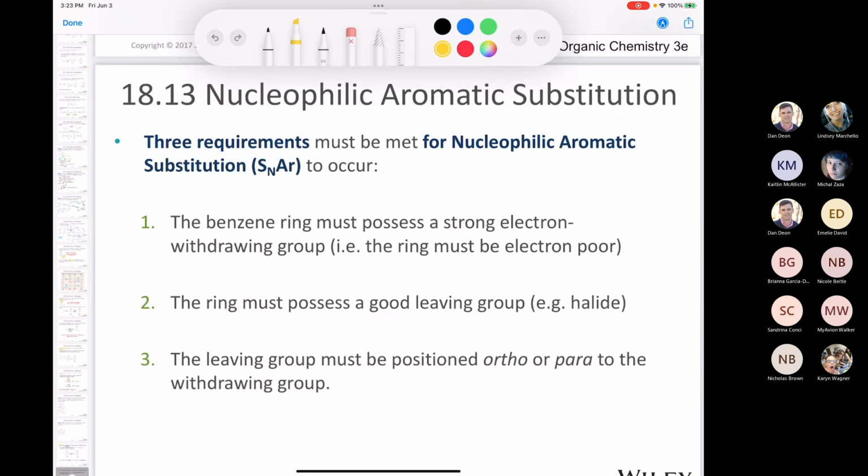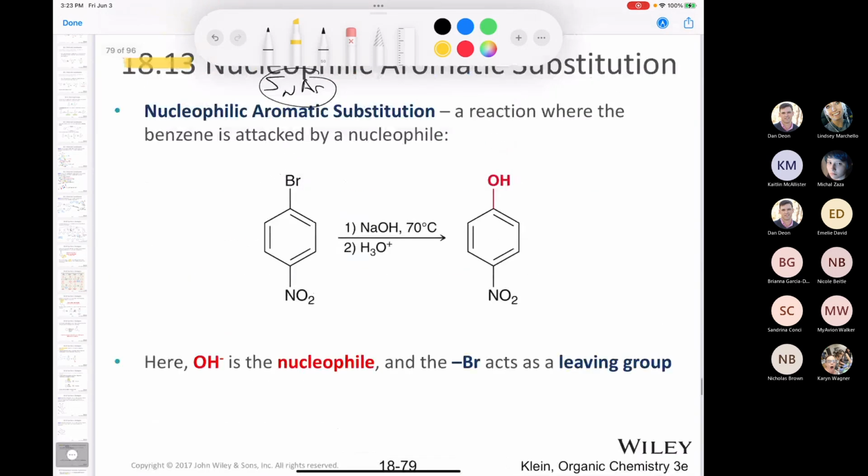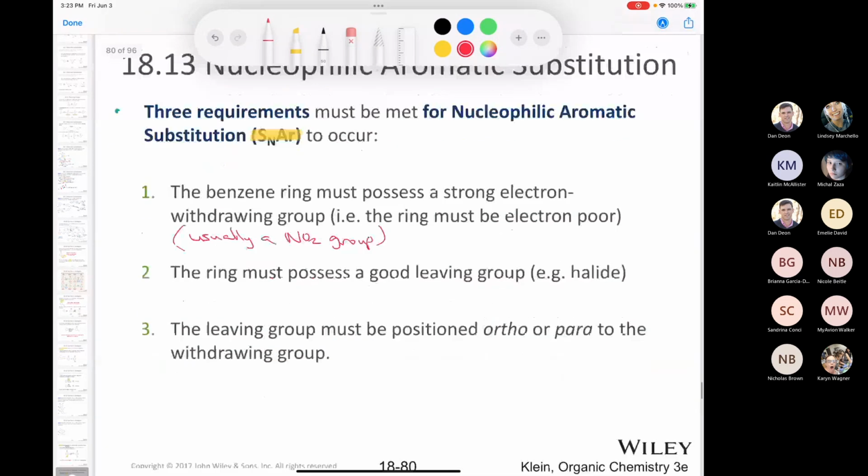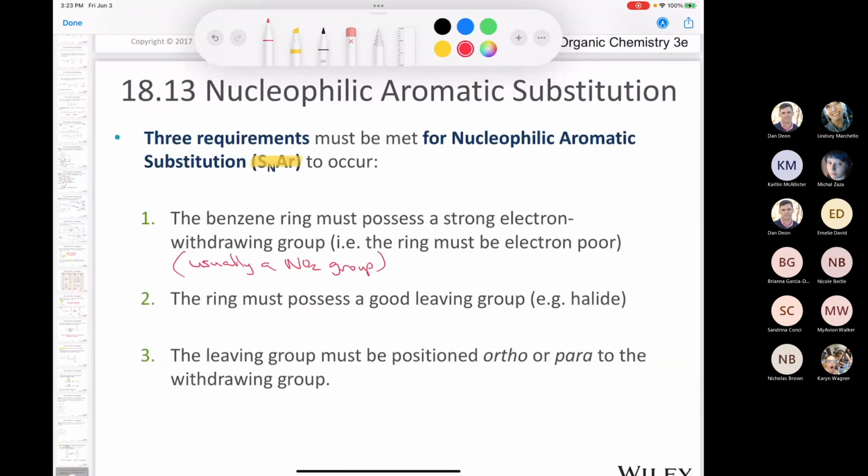In order for this SNAr reaction to happen, there's three things you've got to look for. Number one, the benzene ring has to have some kind of strong electron withdrawing group. Checkaroo, got a nitro group. In fact, in this class, it's usually, not always, but usually a nitro group, NO2, the vast majority of the time. Number two, the ring has to have a good leaving group. Checkaroo for that. Bromide, the conjugate base of a strong acid, is a great leaving group. Chlorine, bromine, iodine, all good leaving groups, so we got that.